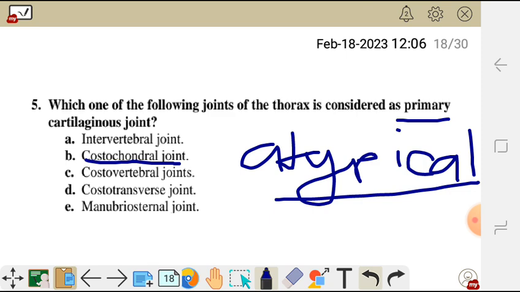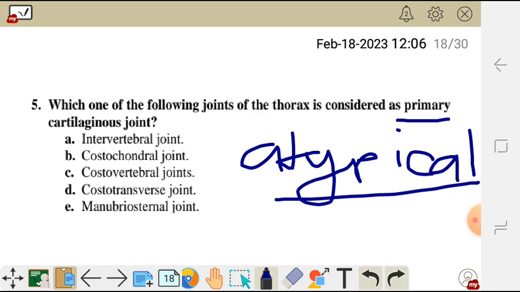When you look at the manubriosternal joint and the intervertebral joint, these ones are secondary cartilaginous joints. They are covered by what we call fibrous cartilage.